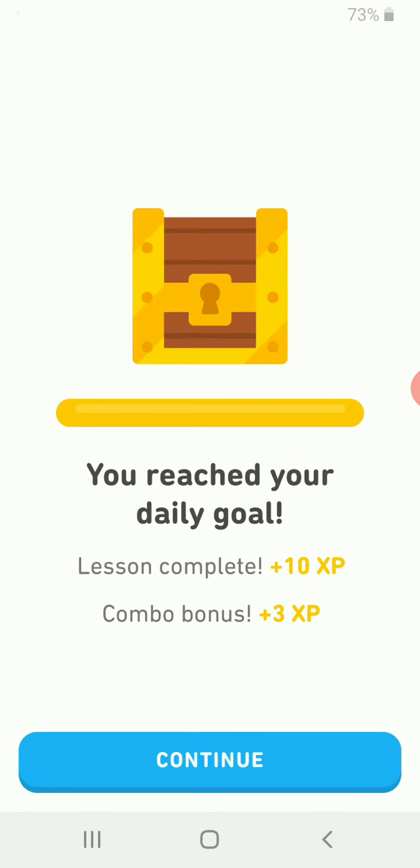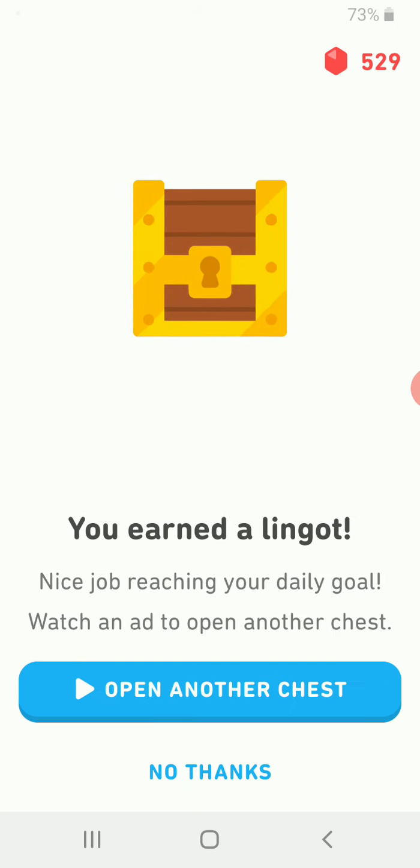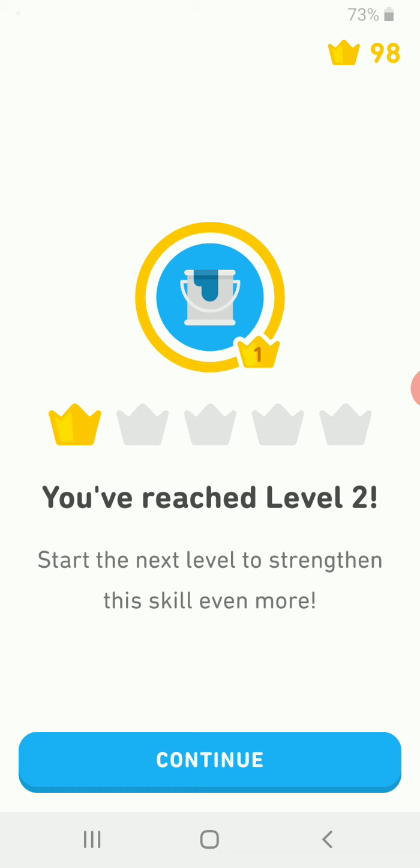Okay, so I reached my daily goal, and I've got a lot of XP. These are kind of points, but my combo bonus is bad because I made some mistakes, and that's because I haven't been careful. So I've got also a second crown in this topic. So you've reached level 2. You change from blue to green. Start the next level to strengthen this skill even more.